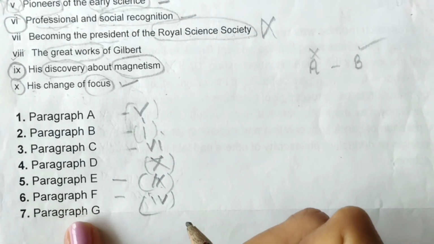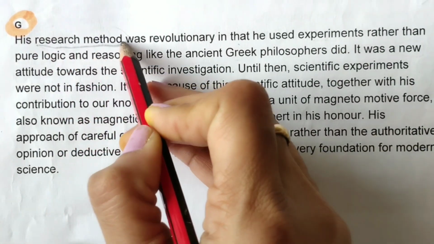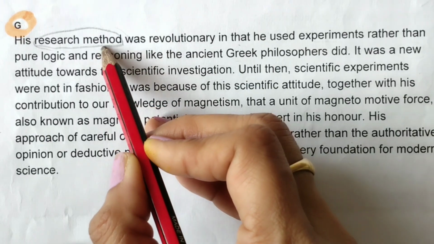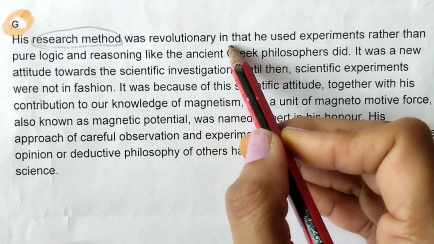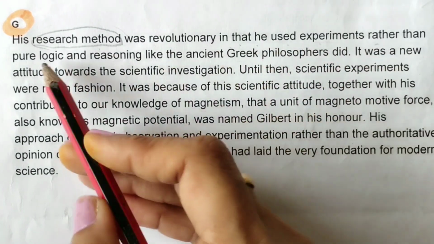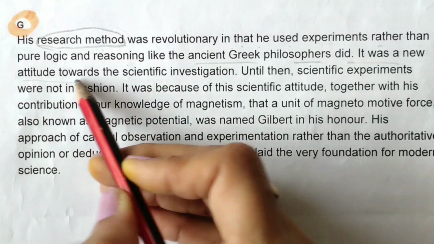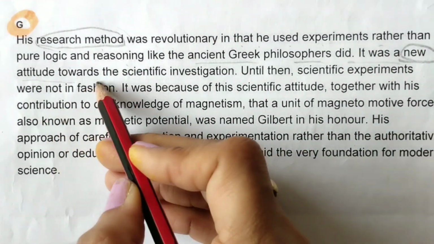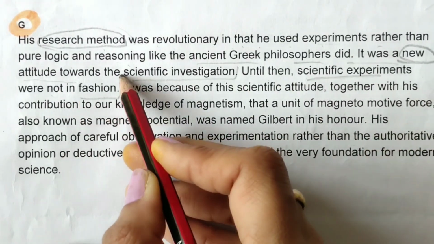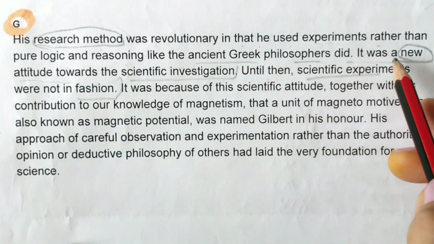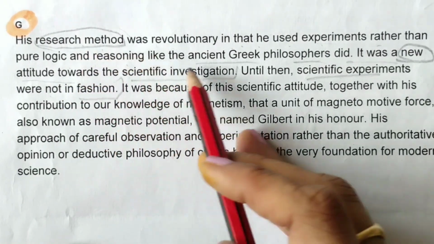Okay. Now the last paragraph is left. His research method. Now in this paragraph, his research method, because in one heading there was scientific research method was revolutionary, in that he used experiments rather than pure logic and reasoning like the ancient Greek philosophers did. It was a new attitude. Yes, the new word is also there, towards a scientific investigation. Until then, scientific experiments were not in fashion. Okay, here they are talking about new scientific investigation, meaning the new research method.